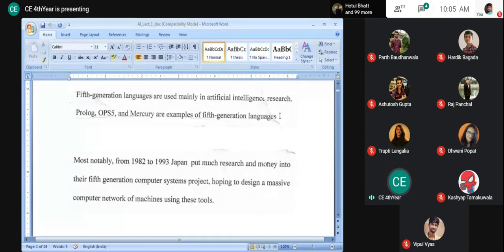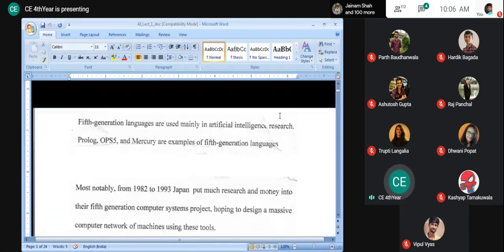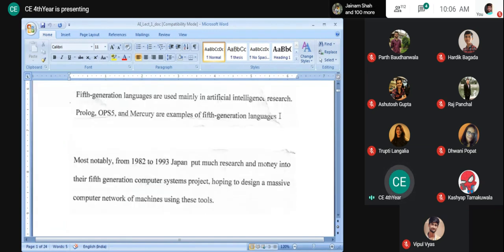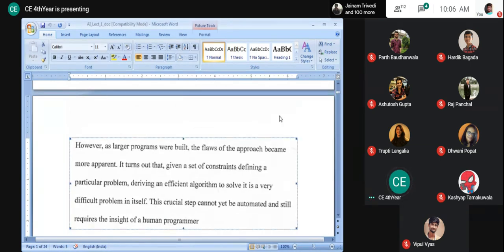Now, actual work on this 5th generation programming language was started by Japan. In the mid 80s and 90s, Japan put much funding into their 5th generation computer system project. Their idea was to design a massive computer network of machines using these tools. But this is still under research, and the limitation with these languages became more clear when there was a need to build larger programs.